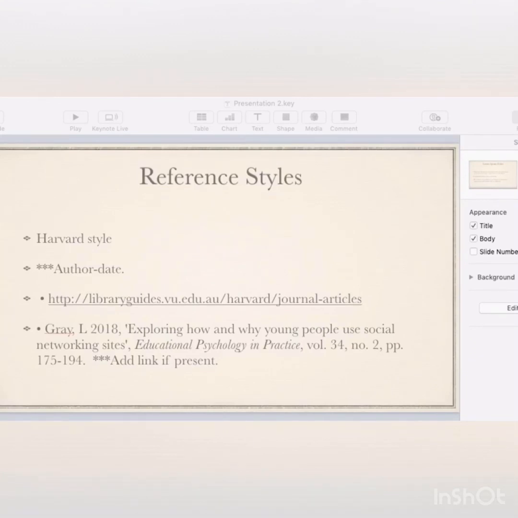Again, surname followed by a comma, then followed by the initials of the forename, then the year of publication, then the title is normal, the journal in italics, volume number and issue number in shorthand, and the page number in range, also in a normal font. And if there's a link, this link must also be added if present.